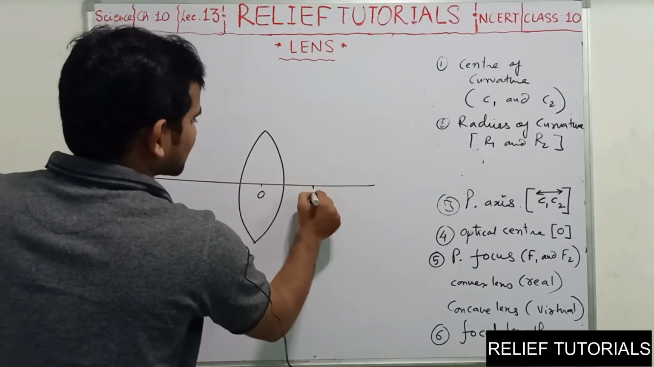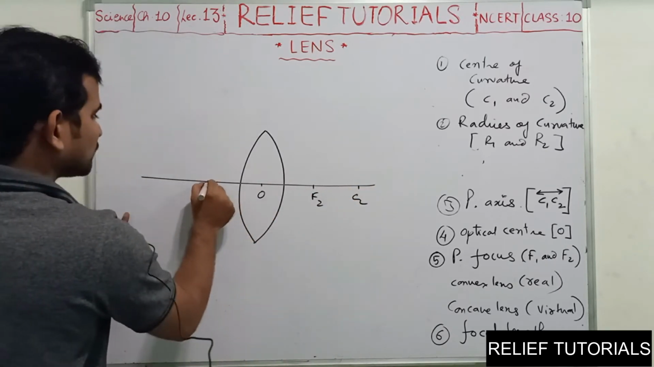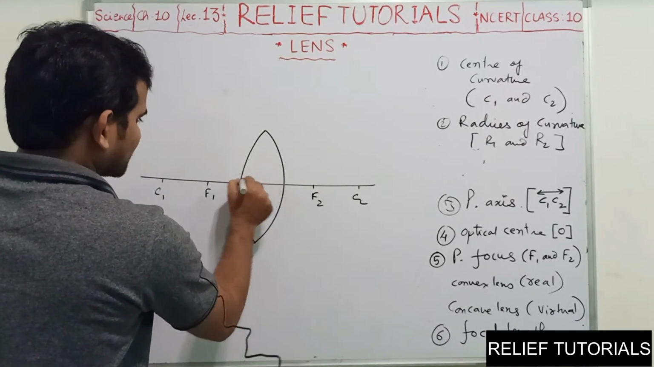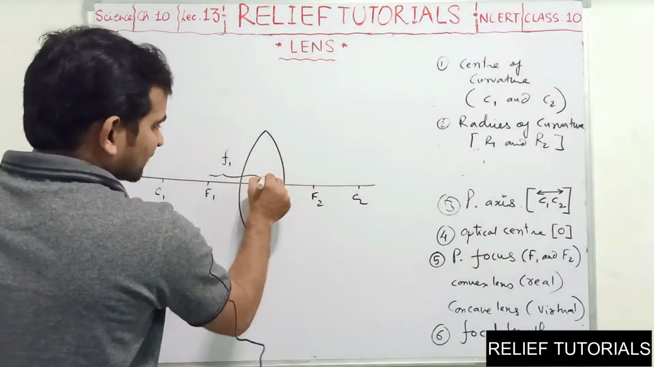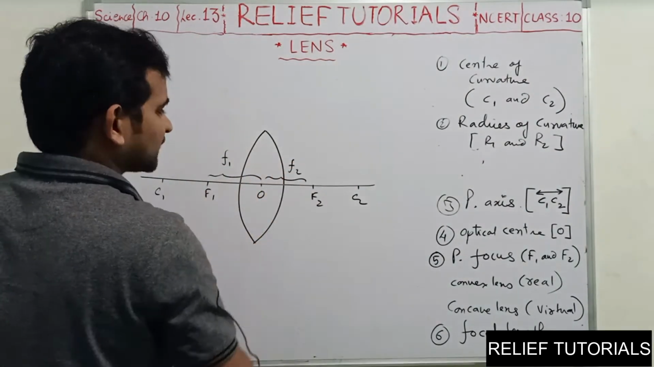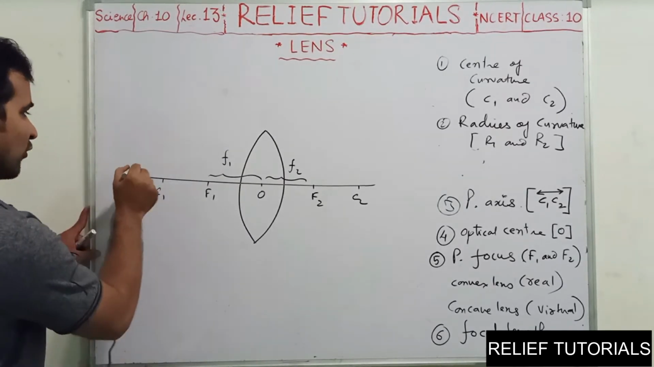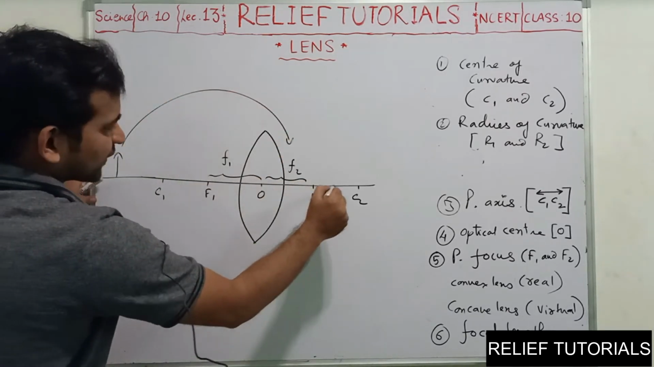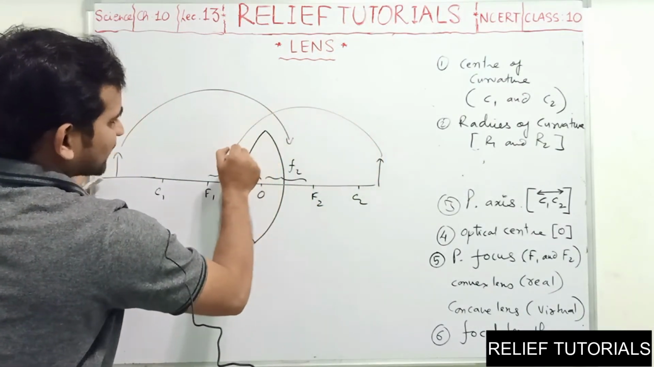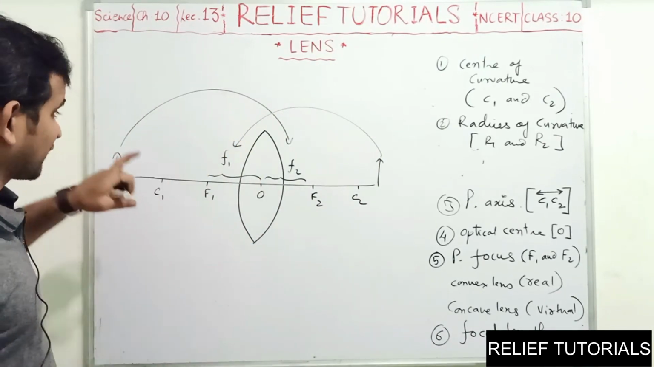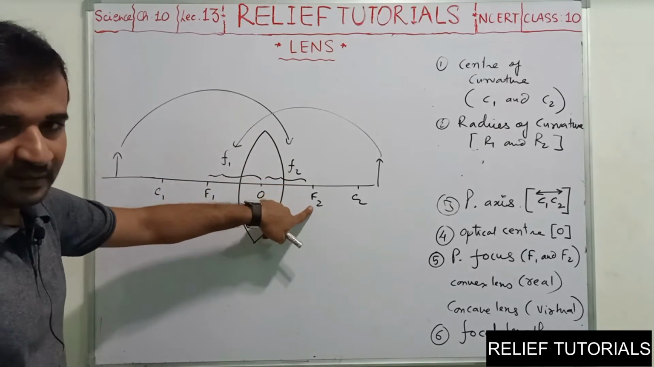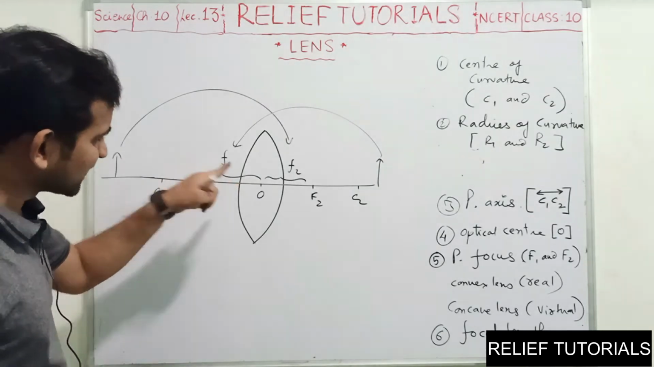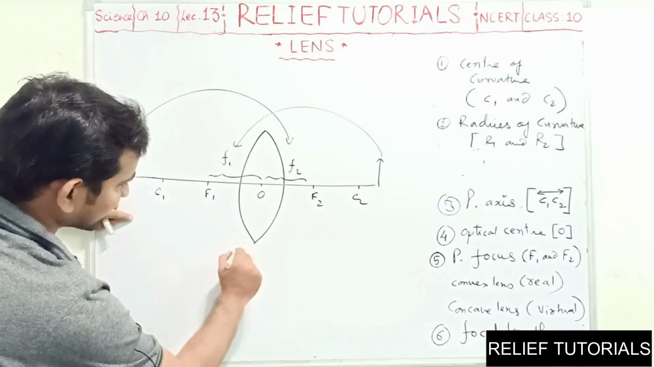Let us say this is O, this is F2, C2, F1 and C1. The distance OF1 is called focal length F1 and the distance OF2 is called focal length F2. If you place the object on this side, its focal length will be OF2, and if you place the object here, its focal length will be OF1. As we recently discussed, the object on the left hand side, principal focus is on the right hand side. Object on the right hand side, principal focus on the left hand side. So these are the real focal lengths in the case of convex. What would happen in the case of concave?